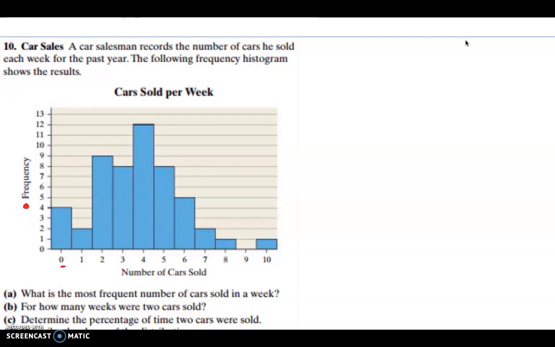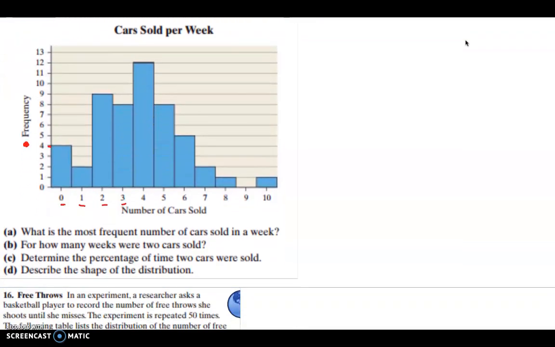So he had 0 cars sold, and that happened 4 weeks out of the year. So the height tells you the frequency, and the numbers on the bottom are the actual number of times. So the first question, what is the most frequent number of cars sold in the week? We peak right here at 12, and that was 4. So 4 is the most, so 4 cars, I should say.